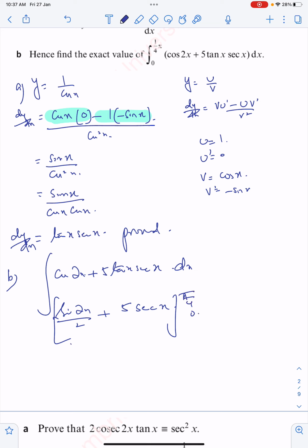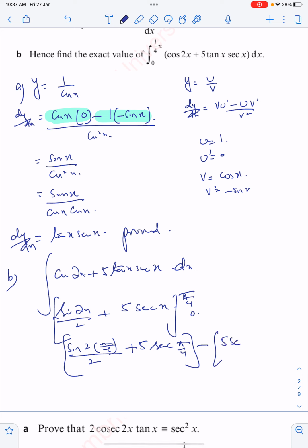So it will become sine of 2 times pi by 4 upon 2 plus 5 sec of pi by 4, the first bracket, minus sine of 0, which becomes 0 only, plus 5 sec of 0, so minus 5 sec of 0. Let's solve this. 2 times pi by 4 is pi by 2. Sine of pi by 2 we know is 1. So it's 1 upon 2 plus 5 sec of pi by 4.